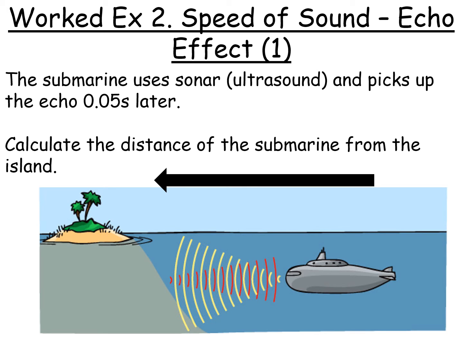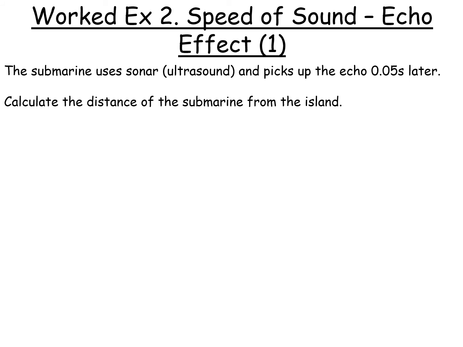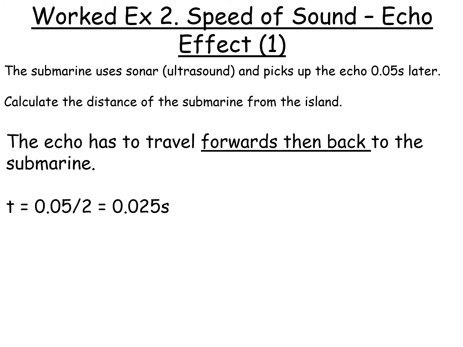So the thing you have to remember is that the sound has to travel forwards, then gets reflected back to the submarine. So you have to be very careful here because we're actually doubling the distance. Or in this case, we're halving the distance because we only want the distance from the submarine to the actual island. So we only want 1/2 of the distance that the sound has travelled. So how do we do that in terms of the calculations? Well, again, as we said, the echo has to travel forwards then back to the submarine. So we actually halve the time because we only want the time for it to go one way.